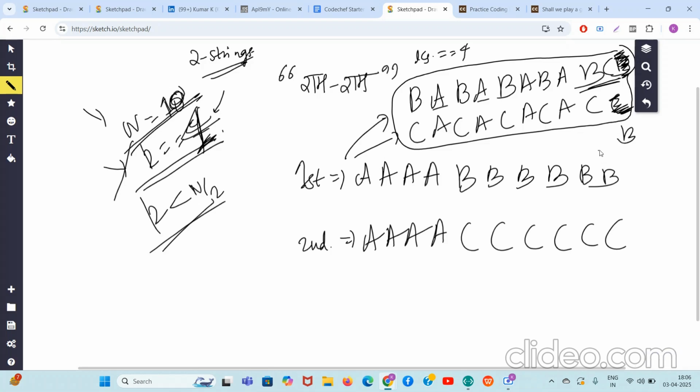Your game is over. Why? Because now this B can be selected, and here A, and this B can be selected, and LCS will be 5. So, done. Problem solved.